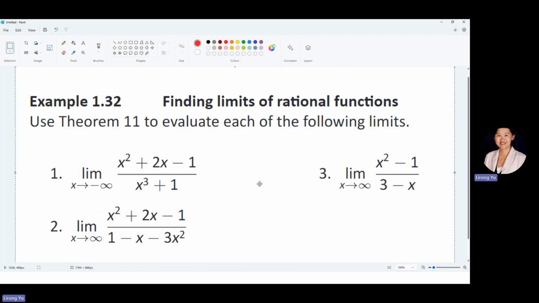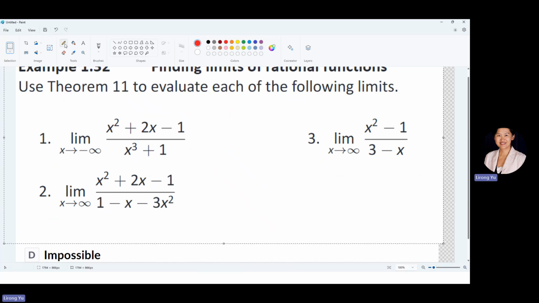All right, because of the degree, we can quickly determine the first one has a limit of 0. This one has a limit of 1/3. This one, the numerator, has a higher degree. It does not have an asymptote, but we should still determine the limit.